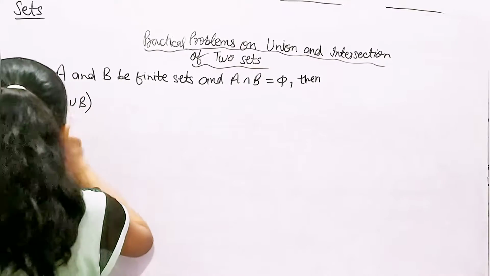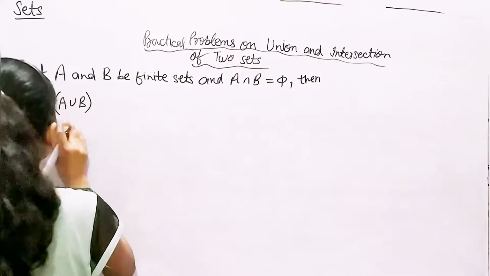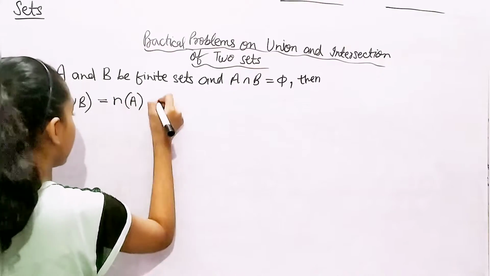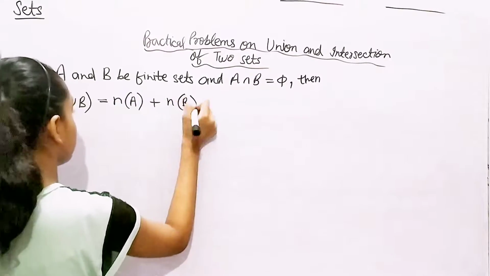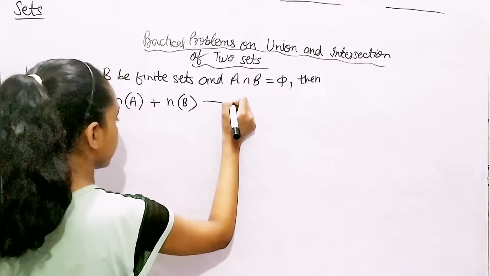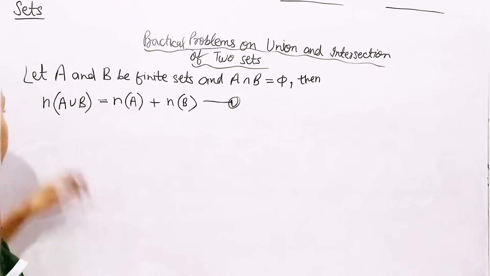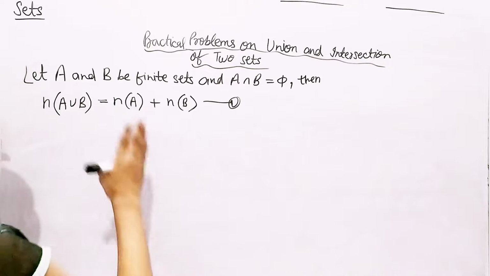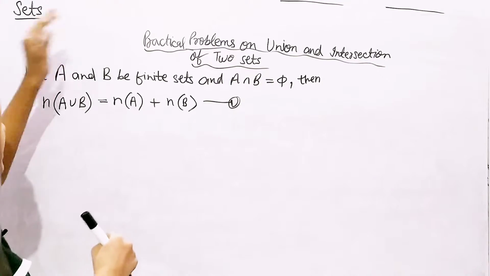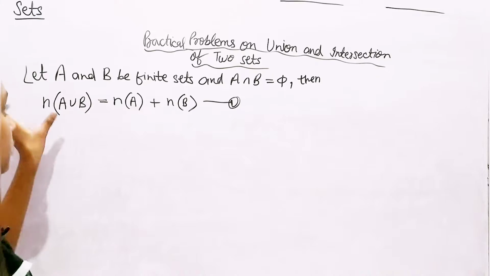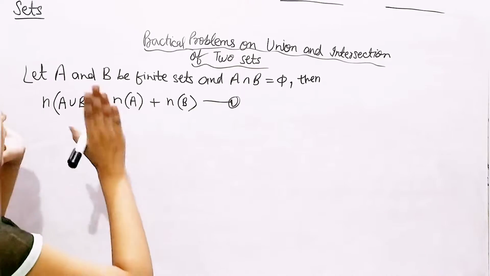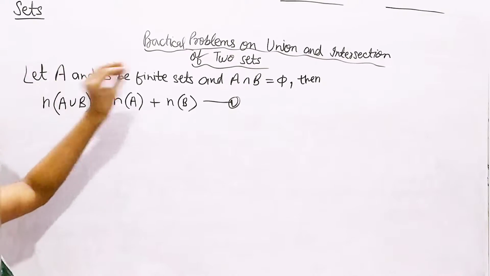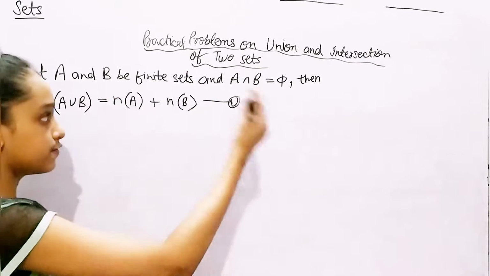Okay, so in this first case, the number of elements in A union B is equal to the number of elements in set A plus the number of elements in set B. So this is going to be our first method. Okay, so the first thing that we're going to notice: we're just letting sets A and B be finite sets, and A intersection B is equal to phi.